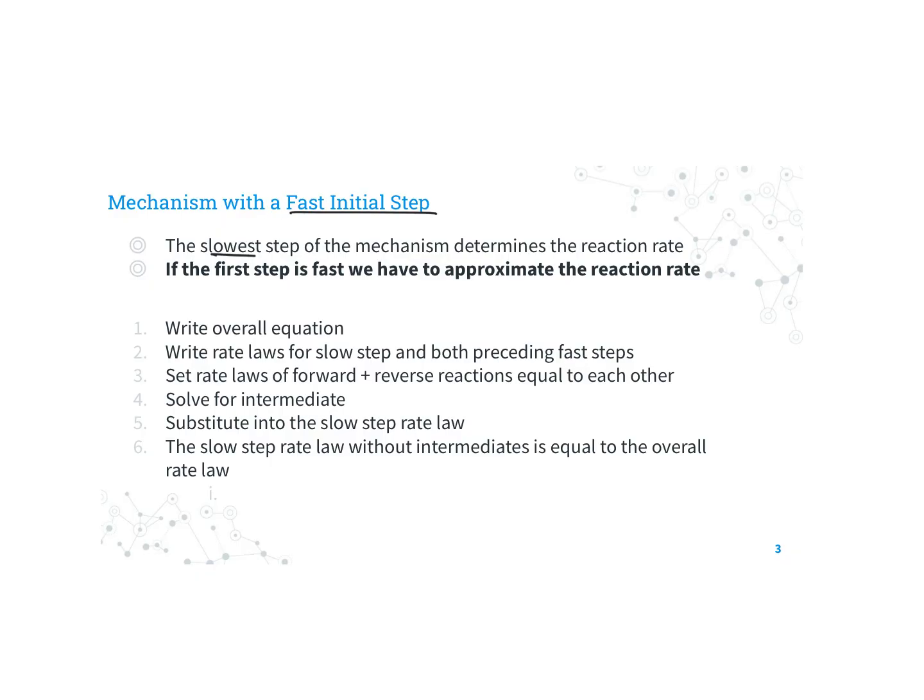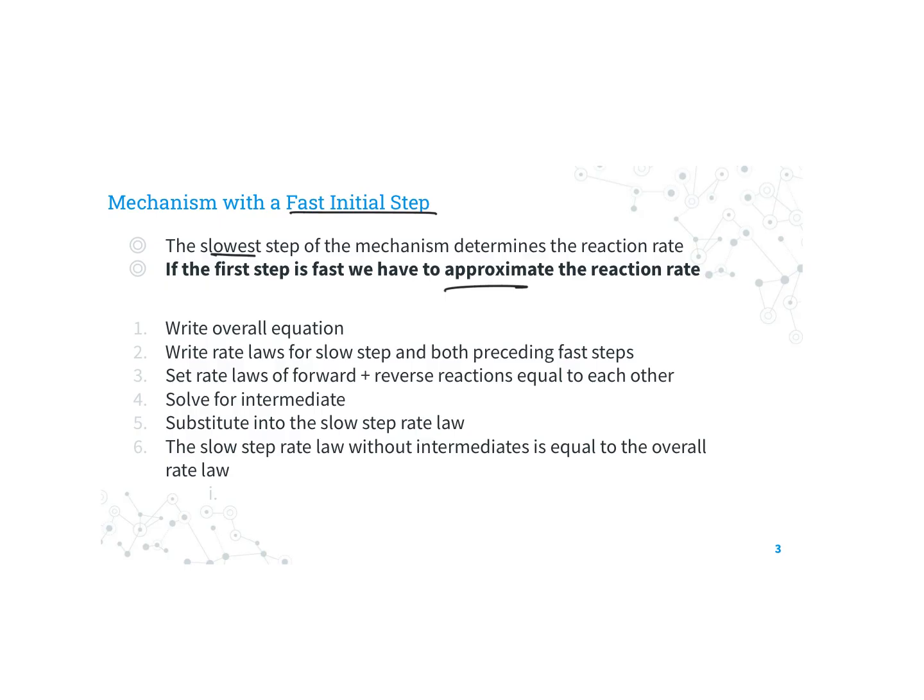And so if the slowest step of the mechanism always determines the reaction rate, if this first step is fast, we have to approximate the reaction rate. And you'll see on the next slide why we need to do this. But we generally follow this scheme written down here. First, we'll write the overall reaction. Then we'll write the rate law for the slow step and both of the preceding fast steps. You'll see what I mean on the next slide.